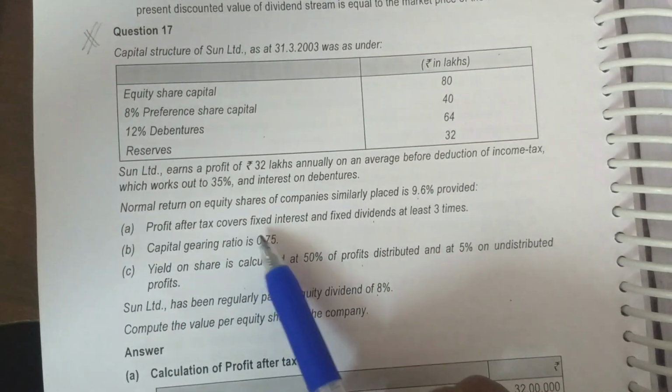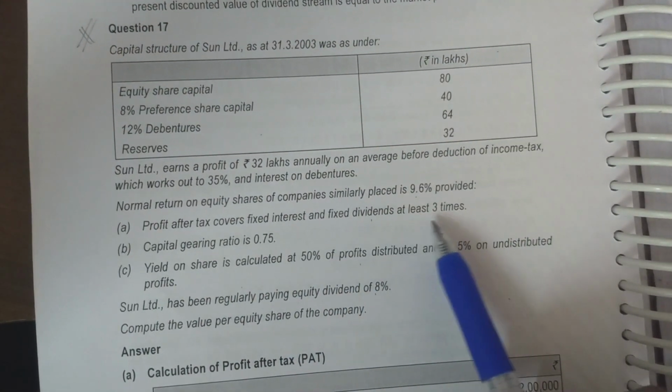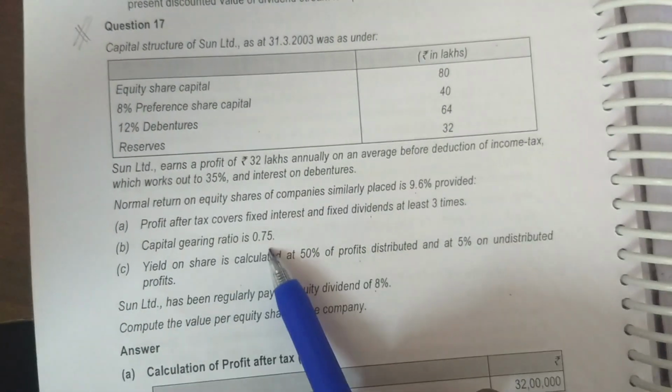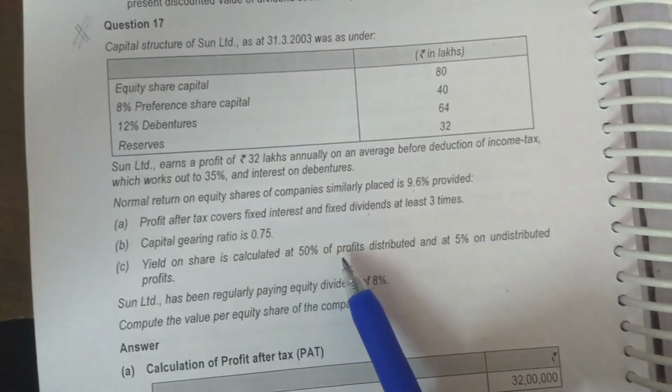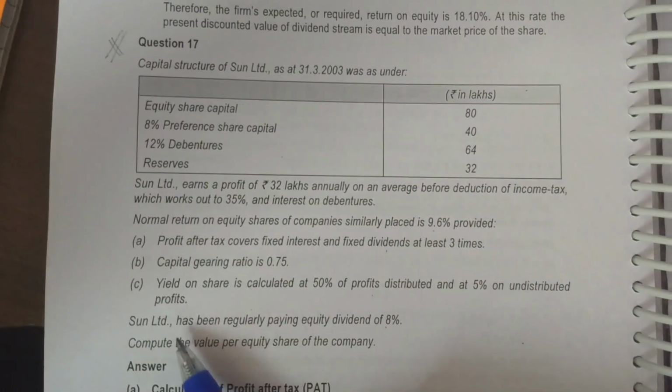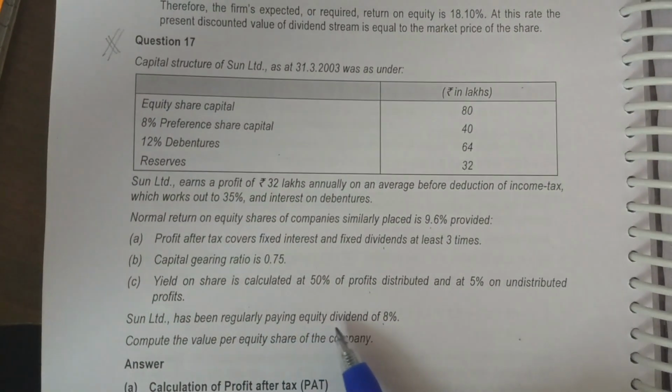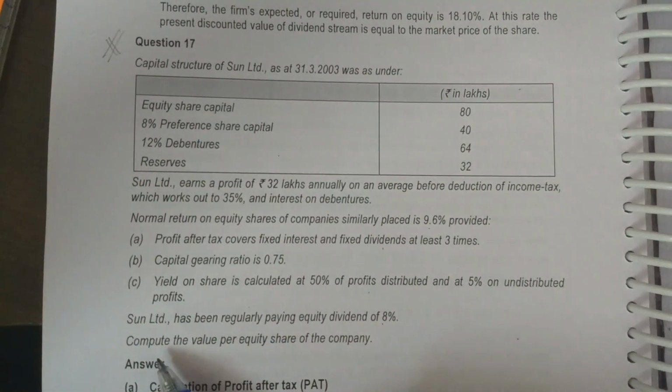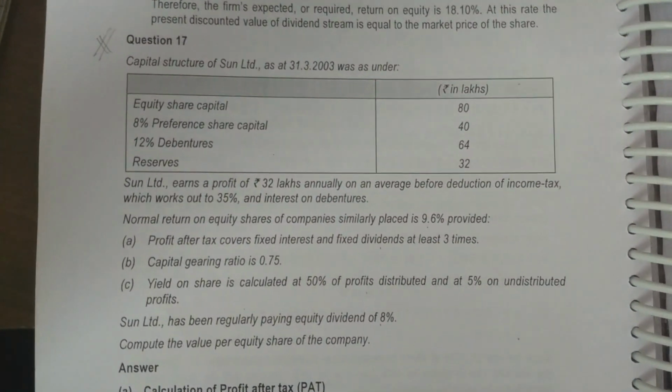Normal return on equity shares is at 9.6%. Profit after tax covers fixed interest and fixed dividends at least 3 times. Capital gearing ratio is 0.75. Yield on share is calculated at 50% of the profits distributed and 5% of the undistributed profits. SUN Limited has been regularly paying dividend of 8%. Compute the value per equity share of the company.